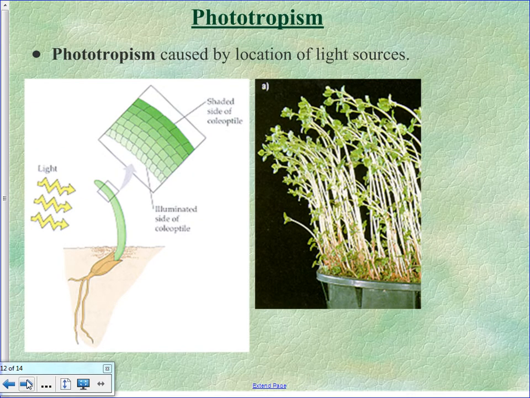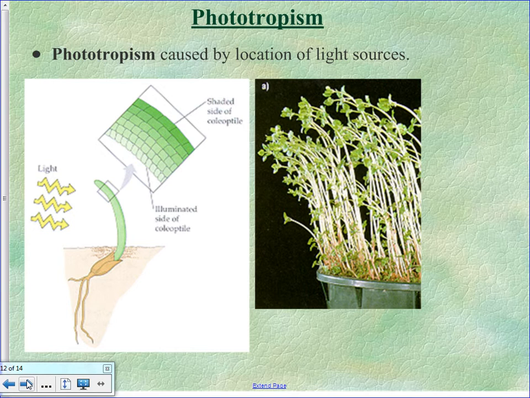Okay, phototropism is caused by the location of light sources. Plant growth towards light. So geo means because of the earth or because of gravity. Okay, phototropism because of light, right? And here's what we were talking about before. It's just a way better diagram than my crocodile mouth diagram there.